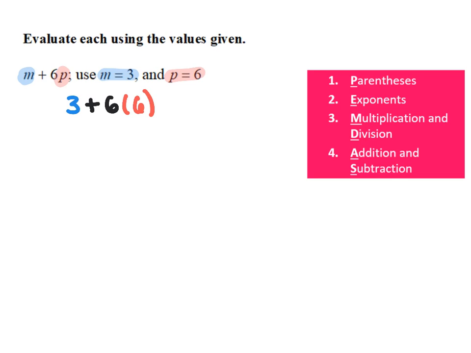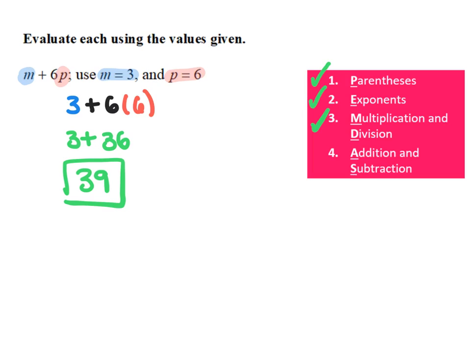using our order of operations, the parentheses are already simplified. There's no exponents to deal with. We have multiplication with the 6 times 6. So it becomes 3 times 6 times 6, which gives you 36. And then the last step, addition and subtraction, 3 plus 36 gives you 39 as your final answer.